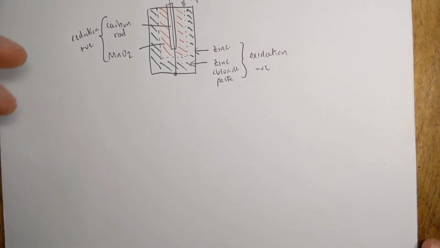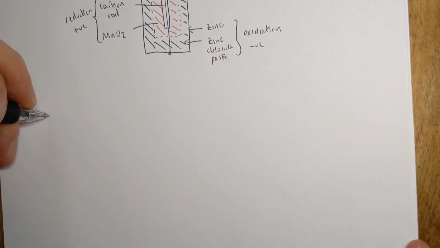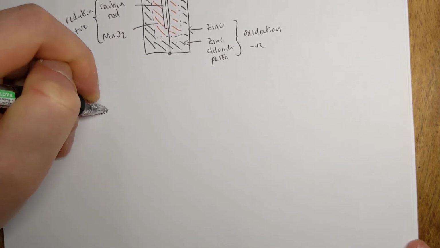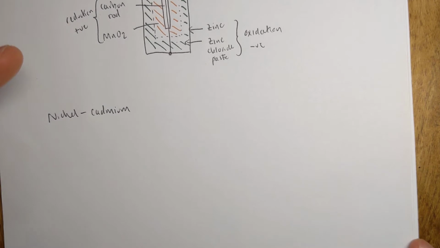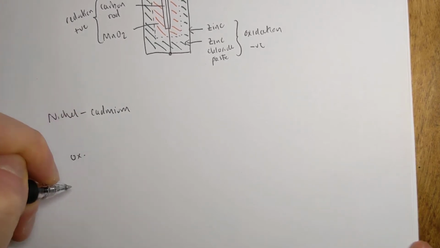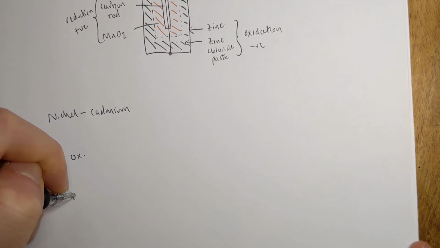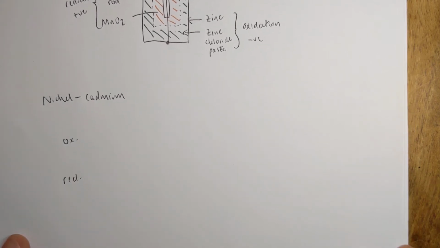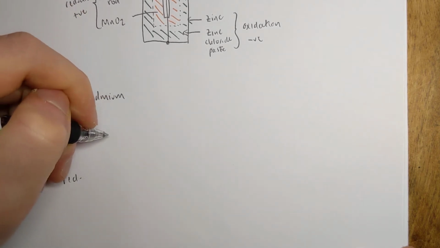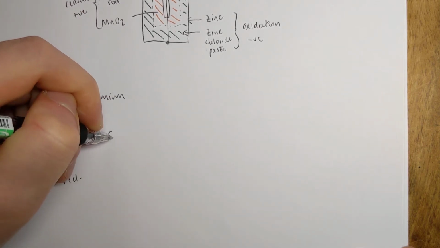So the first one we'll look at is what we would call the nickel cadmium cell. And if we just jump straight in and look at the two half equations we've got there, again keeping the power the same, we've got one oxidation half equation and one reduction half equation. Again, they look a little bit more complicated, but we can just analyse them as they are. The oxidation half equation looks like this.